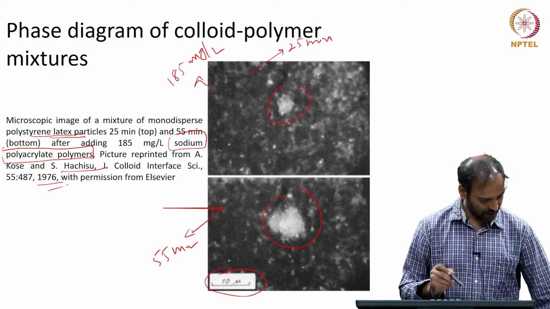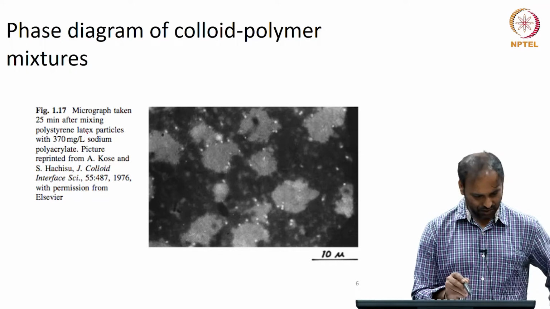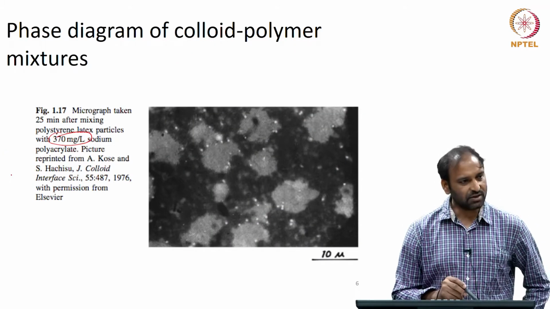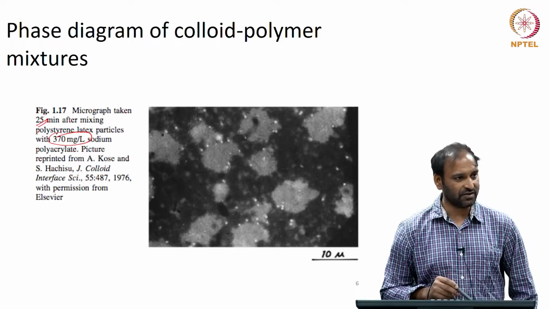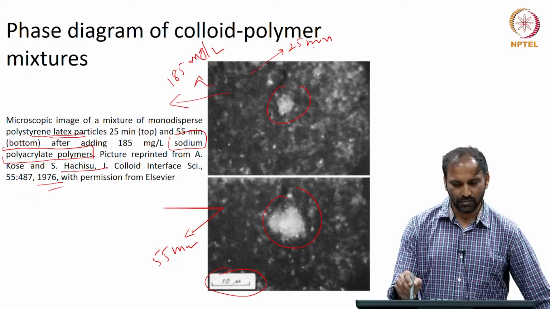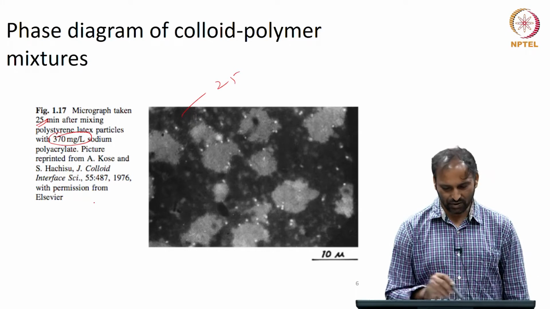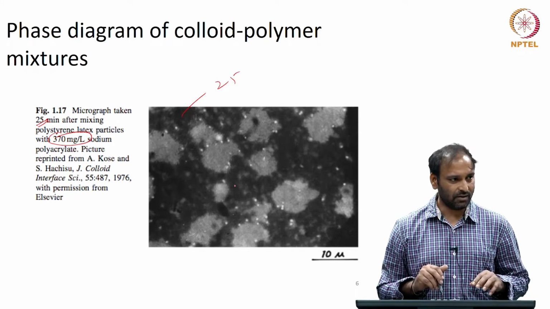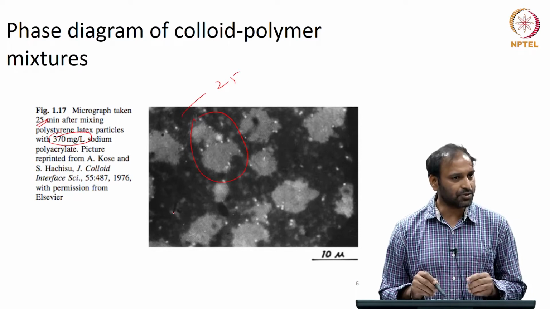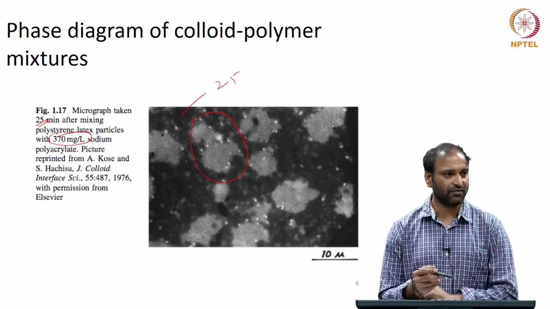Okay. And again another example, this is at a higher concentration. If you look at these two, this was at a very low concentration, 185 milligrams per liter, and this is at 370 milligrams per liter, which is 25 minutes after the addition. If you compare this with this, this is exactly at the same time, 25 minutes, but at a higher concentration. You can clearly see the domains look very different. That means you are able to influence this domain formation, and the kinetics of domain formation seems to have increased if you have a higher concentration of polymer.